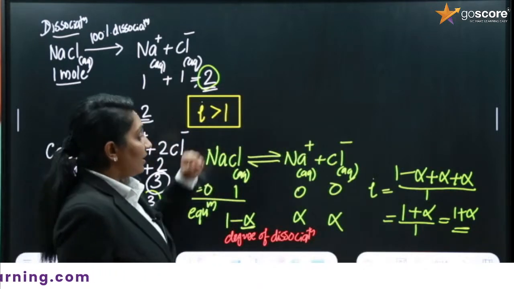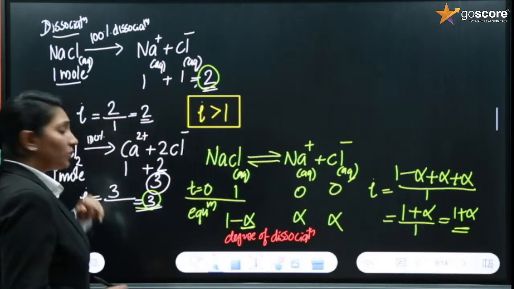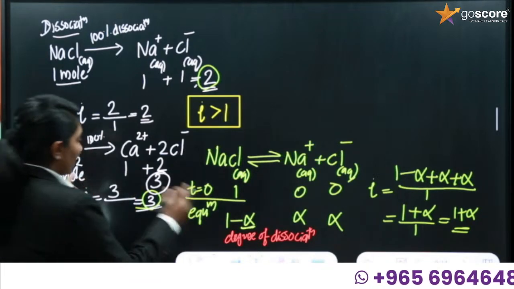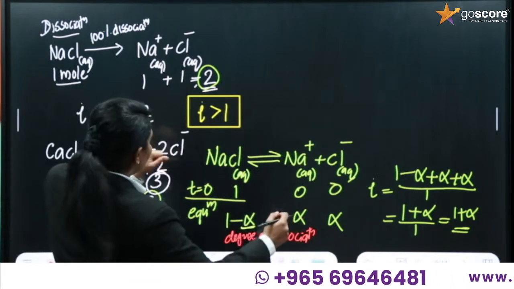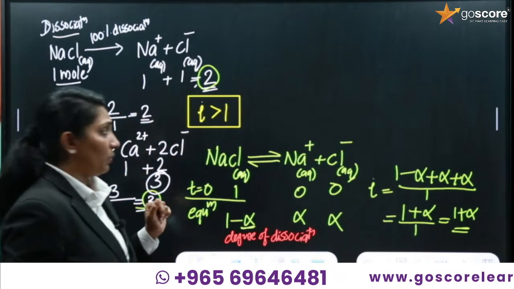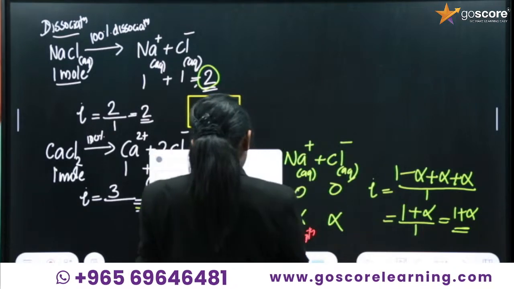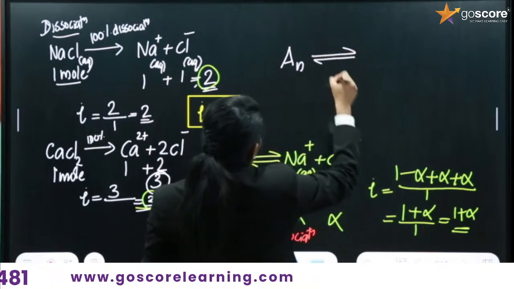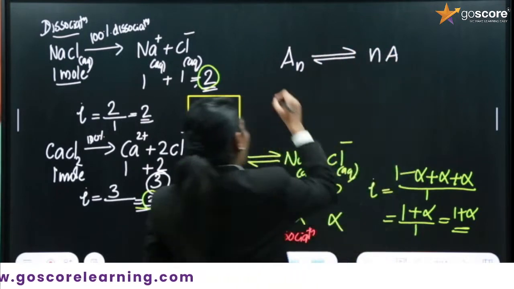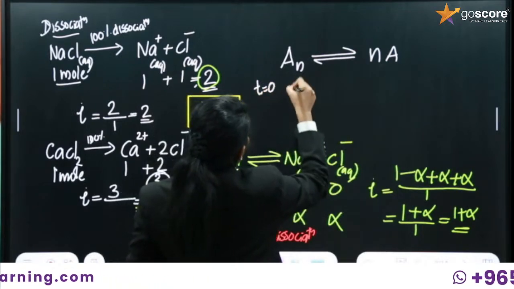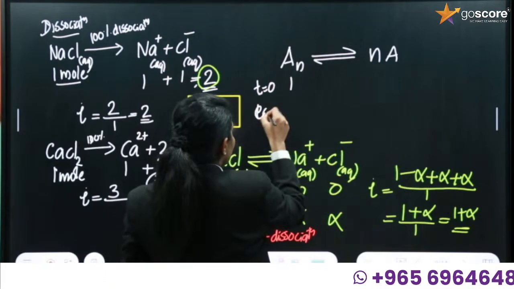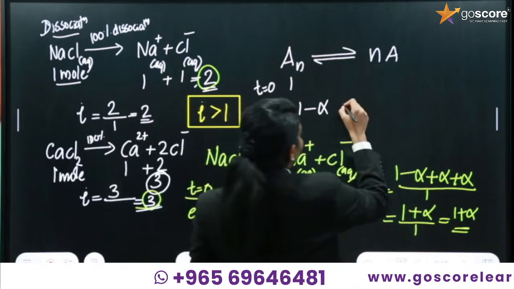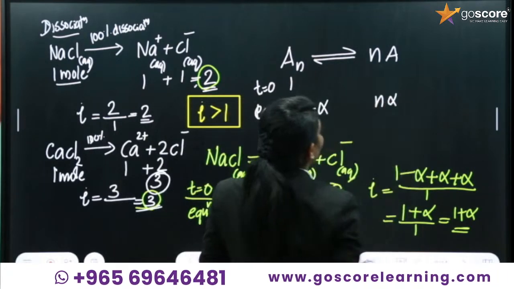So this is the case of equilibrium. Same way you can do for calcium chloride also. Just the 2 alpha will come there, right? Only the difference is here 1 minus alpha for calcium, and 2 chloride ions are forming, it will be 2 alpha, right? So generally, if you are considering A_n is in equilibrium with nA, at 0 time there will be 1 mole, and when the time reaches equilibrium, here 1 minus alpha particle is getting dissociated, and what will be here? n alpha will be forming.